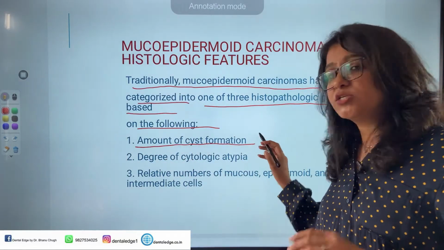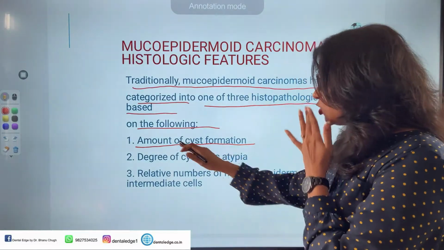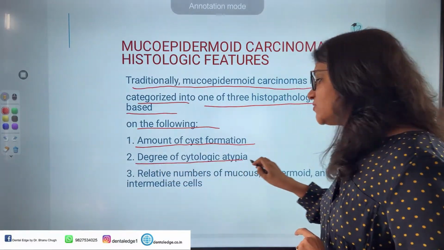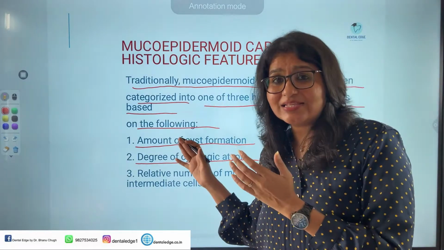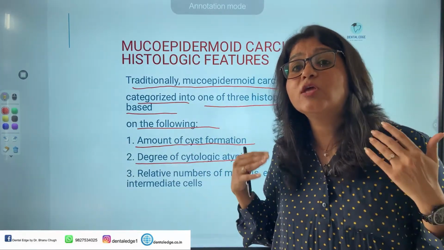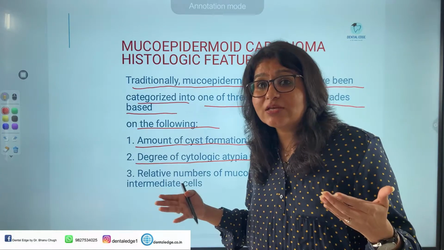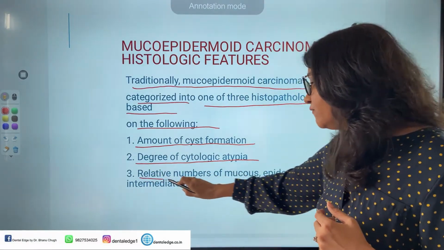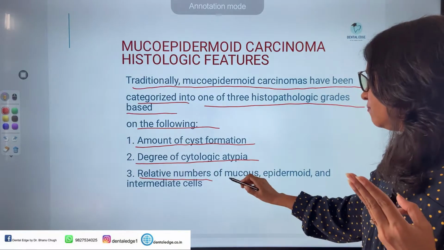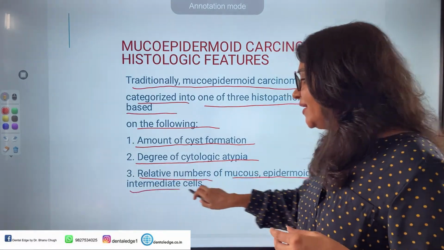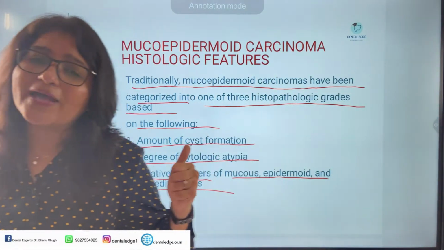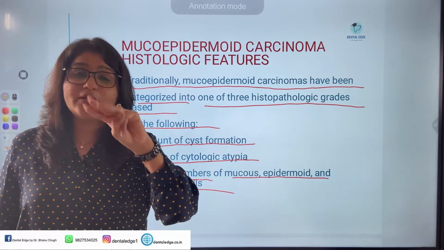I'll divide it on 3 bases. Amount of cyst formation, we saw there was cyst formation. So amount of cyst formation, this is histological grading, right? Degree of cytologic atypia, it's a malignancy, so there will be abnormal pleomorphic cells. So how much is the pleomorphism, right? Then based on the relative number of the 3 cells that we saw: mucus, epidermoid and intermediate cells.